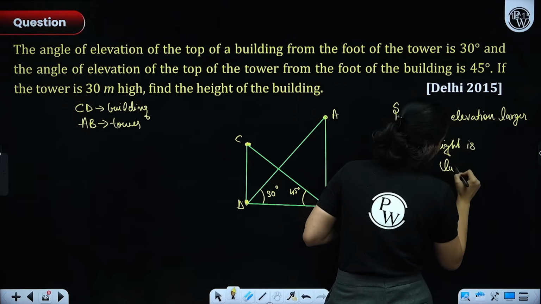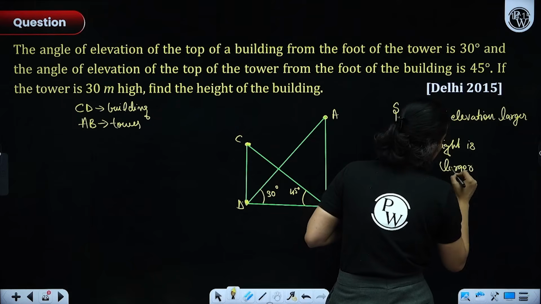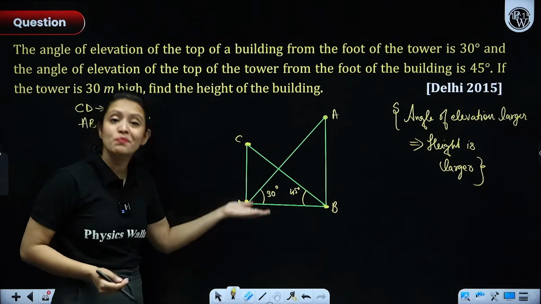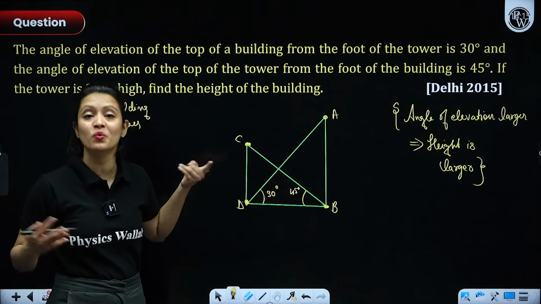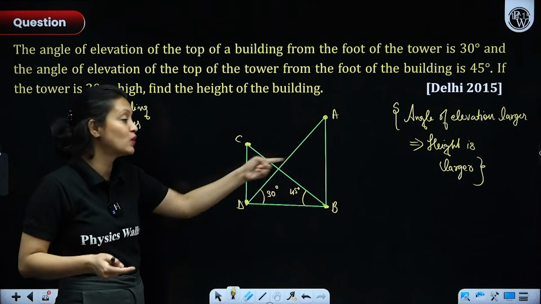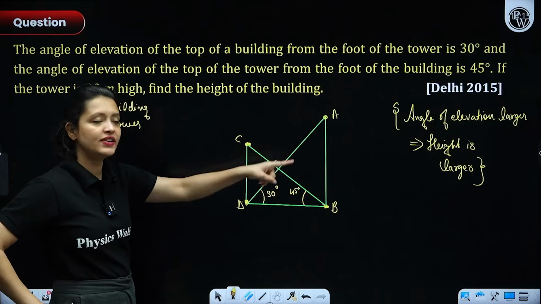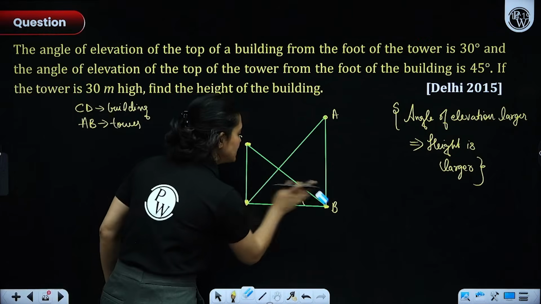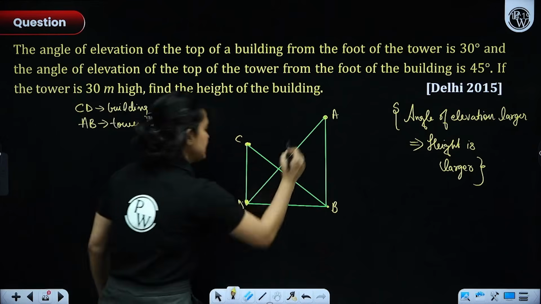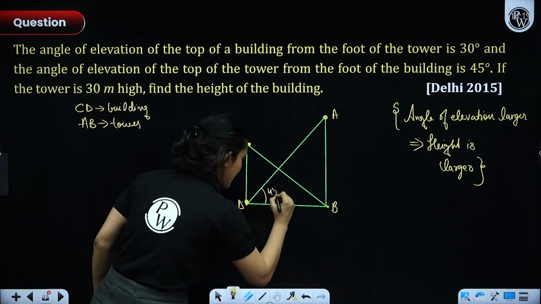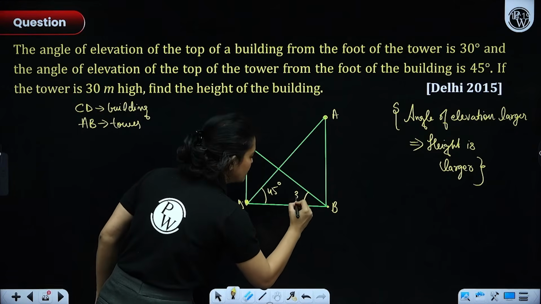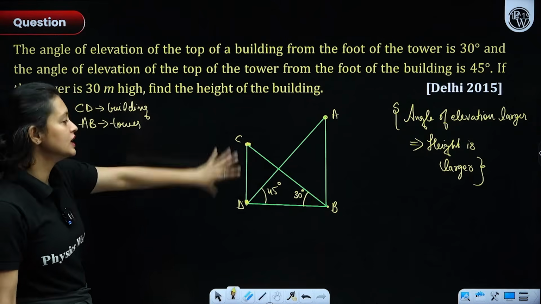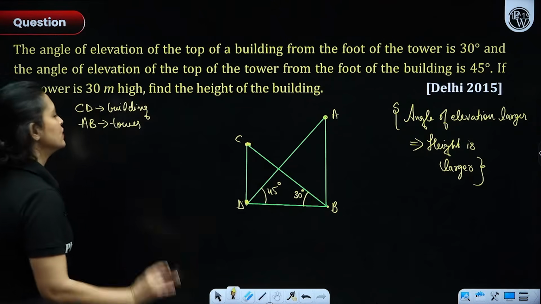This is important here. It is not a hard question except for this part here. Okay, to understand what is the building and what is the tower, because you don't know which one's longer. You have to use your brain to understand that. So angle of elevation larger means the height of that thing is larger. And also, both these angles will be exchanged. This angle would be the larger angle, everyone, and this angle here would be the smaller angle. Okay, so this is how the diagram should be. Cool. Now let's start.